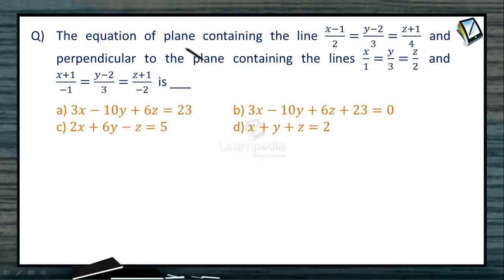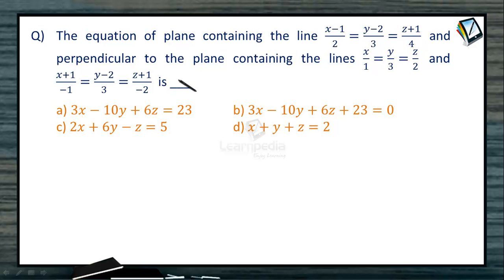So first let us understand what is the requirement in this problem. We need the equation of a plane containing a given line (x minus 1)/2 equal to (y minus 2)/3 equal to (z plus 1)/4, and that required plane should be perpendicular to another plane which is containing two given lines, right?